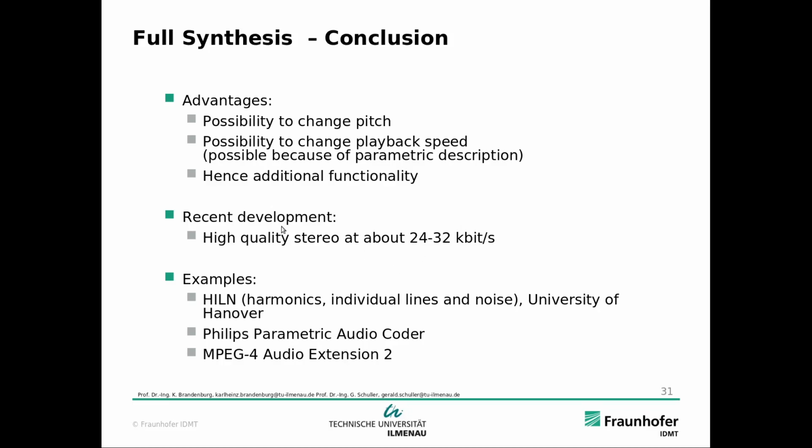And this doesn't necessarily need to use parametric coding. This can also be reached with an AAC coder, for instance. Examples are the harmonics, individual lines and noise coder from the University of Hanover, and the Philips parametric coder. Both, basically a mix of both, are now a part of MPEG-4 Audio Extension 2.